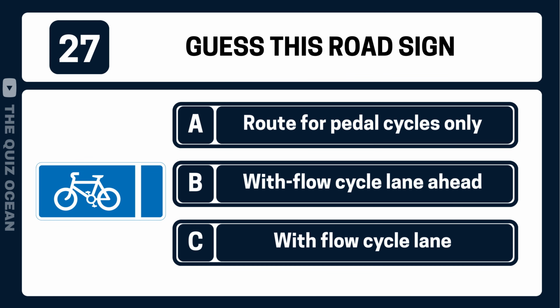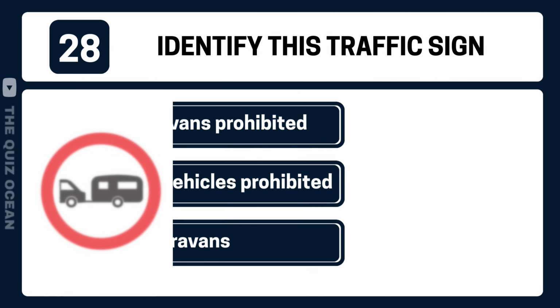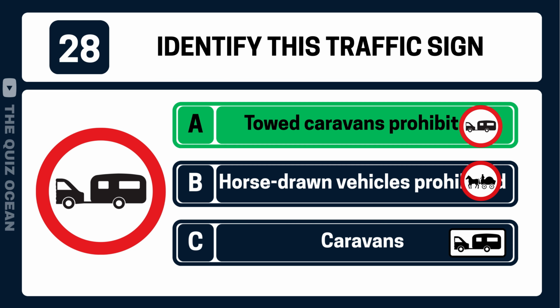Guess this road sign. You got it. This sign marks a with-flow cycle lane. Identify this traffic sign. Well spotted. This sign prohibits towed caravans.